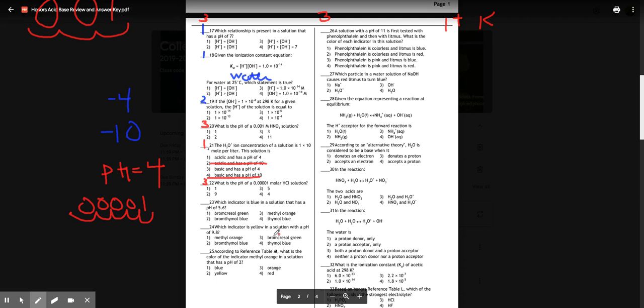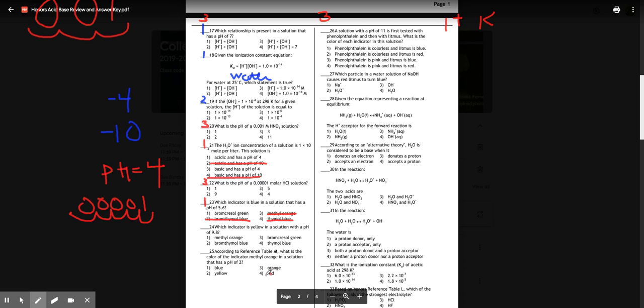Which indicator is blue in a solution that has a pH of 5.6? I need reference table M. So brome cresol green is blue higher than 5.4. So that could be our answer. Let's just double check the rest. 7.6 or higher for brome thymol blue, so that's not going to do it. Methyl orange does not give us the option to be blue. Thymol blue is only blue in a super high pH of 9.6, so it's got to be choice 1.